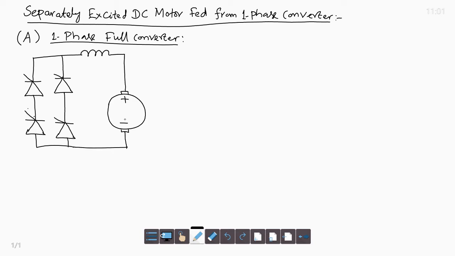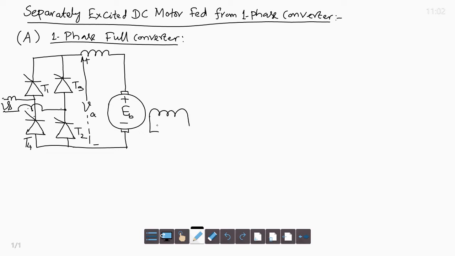This is supply voltage Vs. This is thyristor T1, T2, T3, T4. This is voltage Va, here minus plus. This is motor back EMF Eb, and this is the field winding.